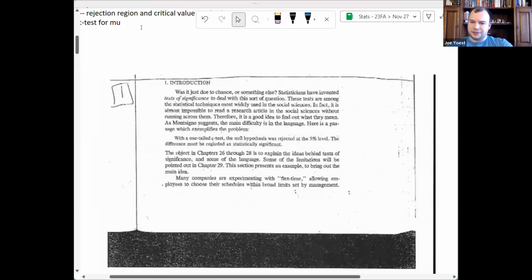Oh, question in chat. Can we go over finding percentiles? Oh yeah, definitely. Anything that you want to review in the review session, we can go over anything you would like to.